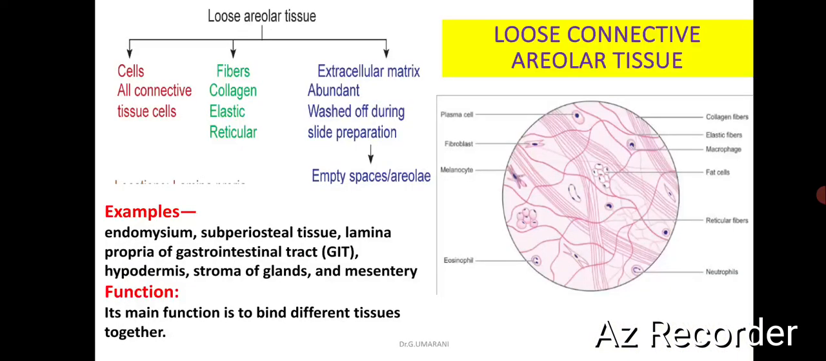Loose areolar tissue contains cells, fibers, and extracellular matrix. This is a slide of loose connective tissue, where you can see a number of cells and bundles of collagen fibers, and also elastic fibers and reticular fibers. This loose connective tissue is present in the endomysium, subperiosteal tissue, lamina propria of the GIT, hypodermis, stroma of the glands, and mesentery. Its main function is to bind the different tissues together.